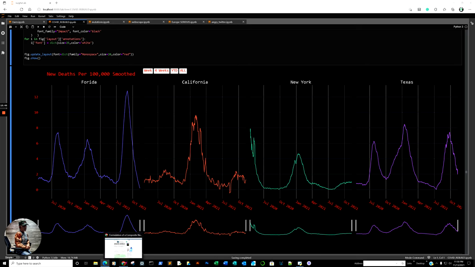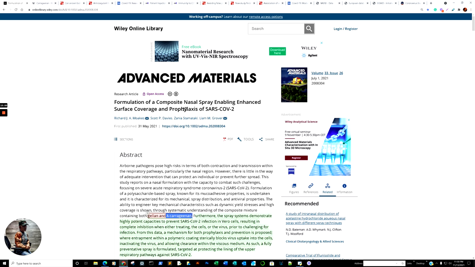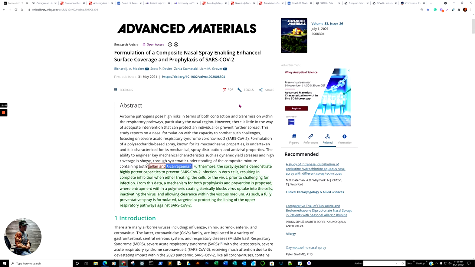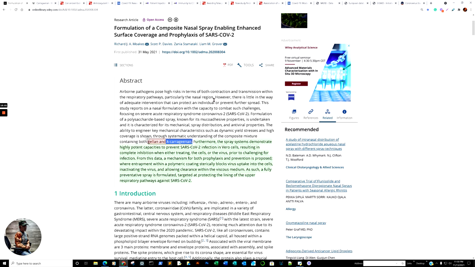But now to proceed as follows. A formulation of composite nasal spray enabling enhanced surface coverage and prophylactics of SARS-CoV-2. I'm going to read the highlights for those not familiar. Now, carrageenan. This is why I'm bringing it up.